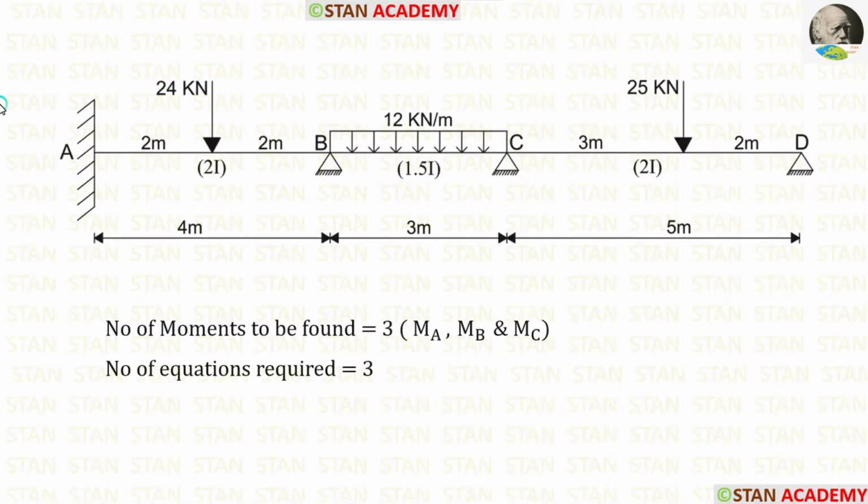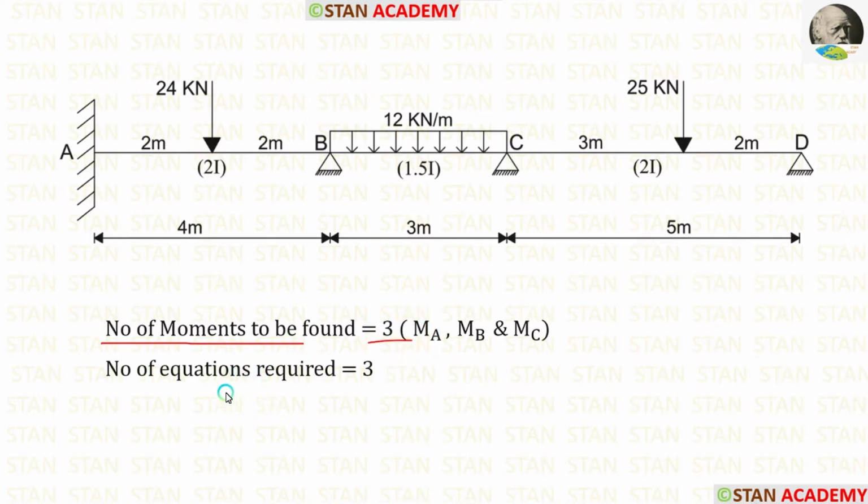In this beam, there are three moments we have to find. In the point A, we have to find MA. In the point B, we have to find MB. And in the point C, we have to find MC. In the point D, there will be no moment because it is a simply supported end. So, the number of moments to be found is equal to 3.